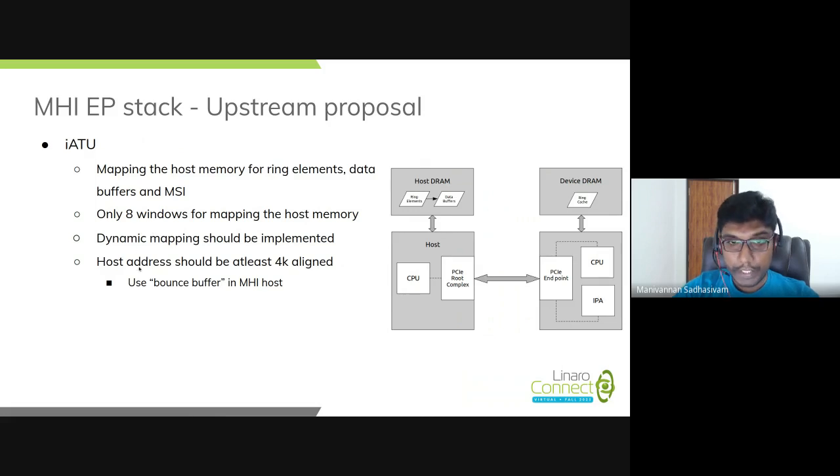One more issue with the iATU is that the host address allocated for the ring elements and the data buffers in the host should be 4K aligned. And that is handled already by the MHI host stack through the bounce buffer configuration.